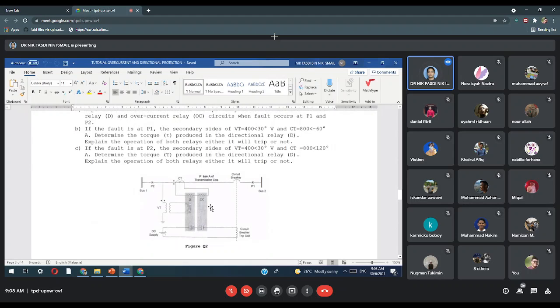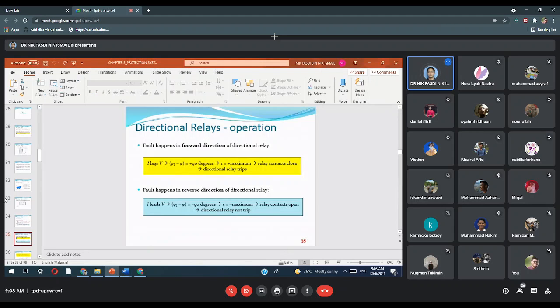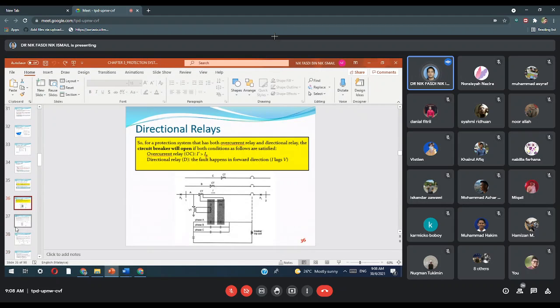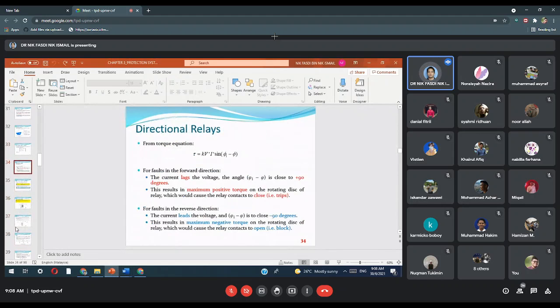Okay, soalan ni sebenarnya you have to calculate the torque produced in the directional relay. So for the torque, you need to use an equation. I put the equation here. This is the equation. So we need to apply this equation in order to determine the torque.